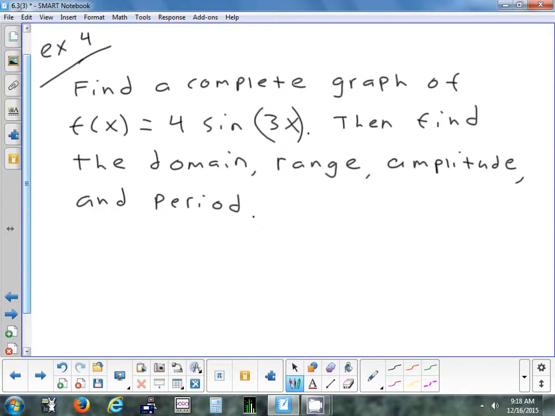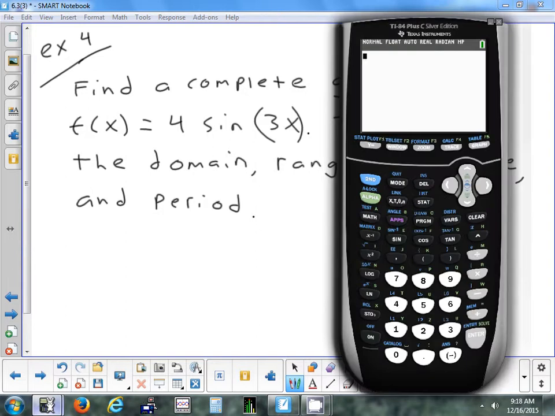All right, so let's graph that and see if we can figure out what they're asking for. All right, so we got 4 sine 3x.